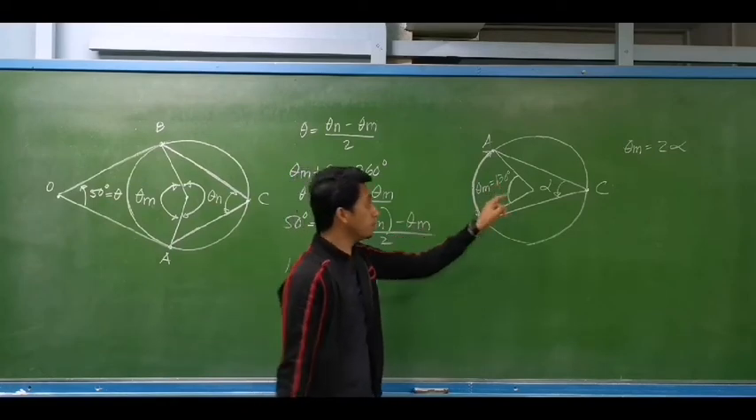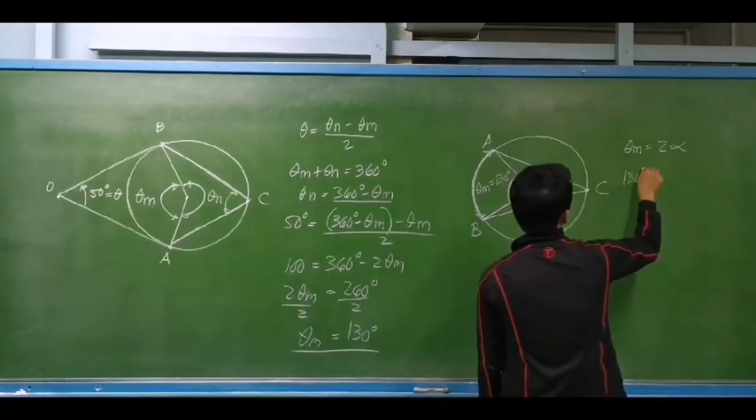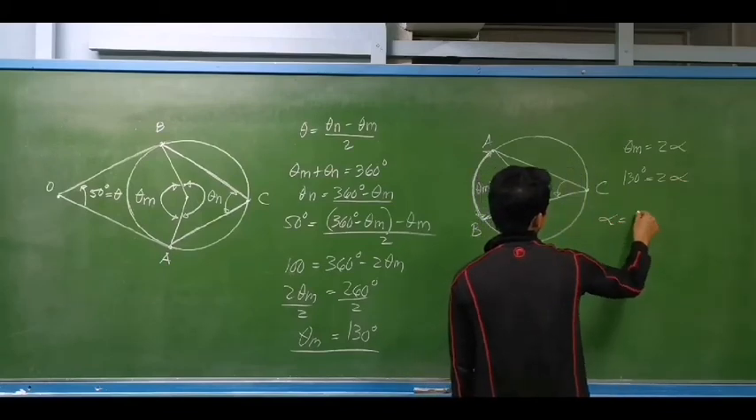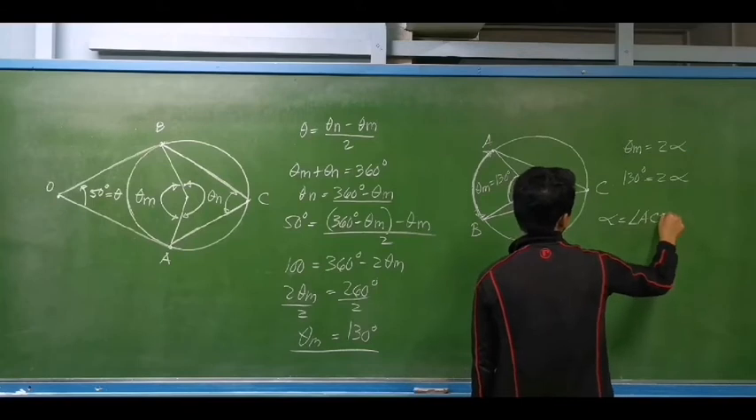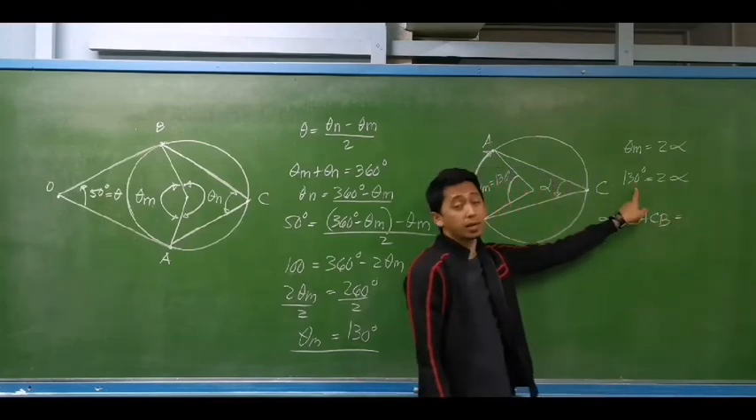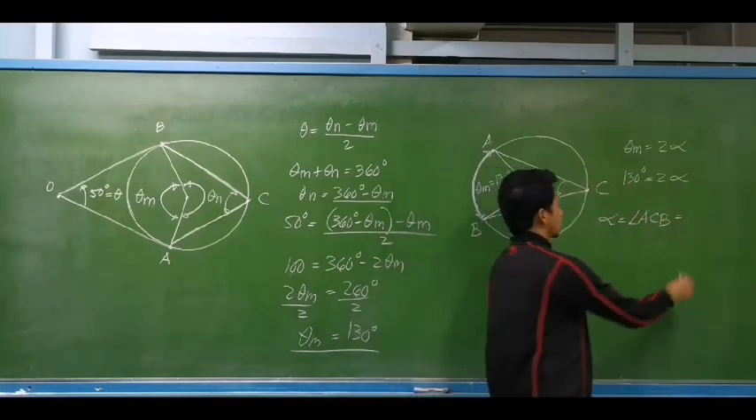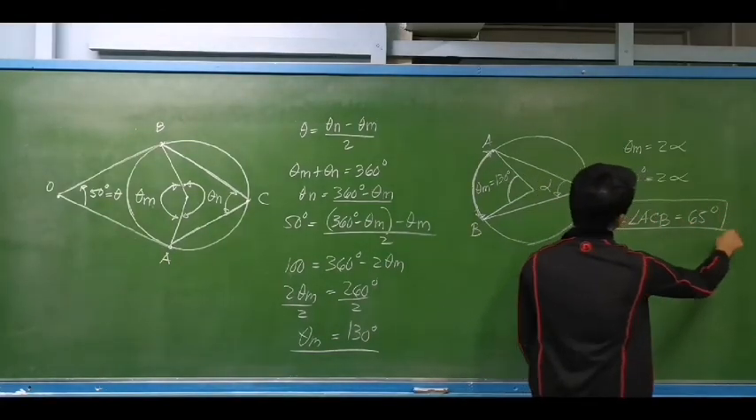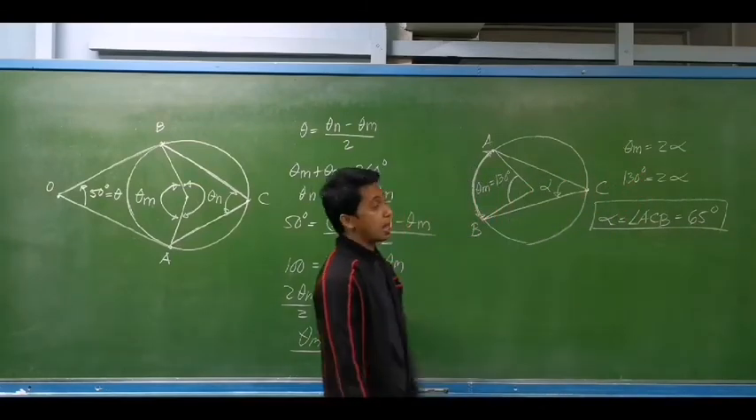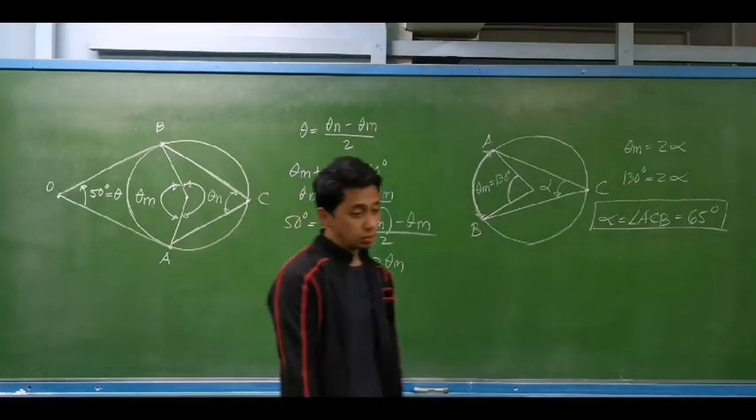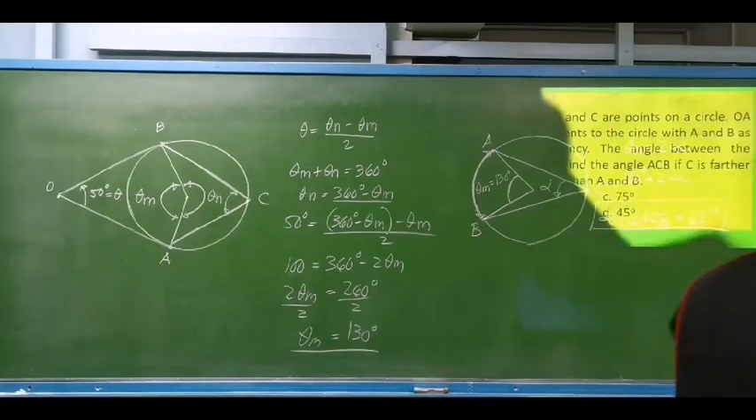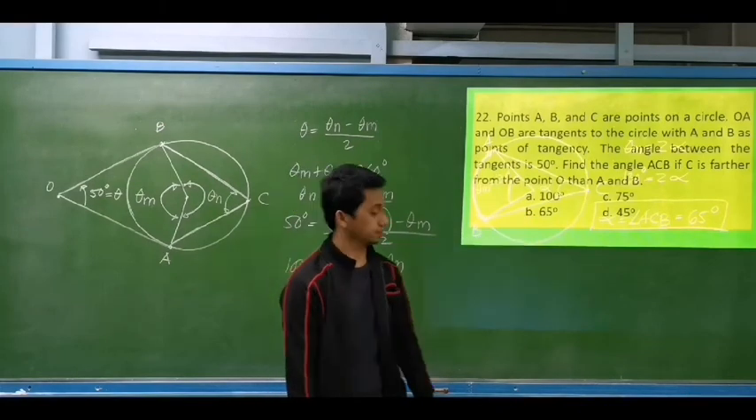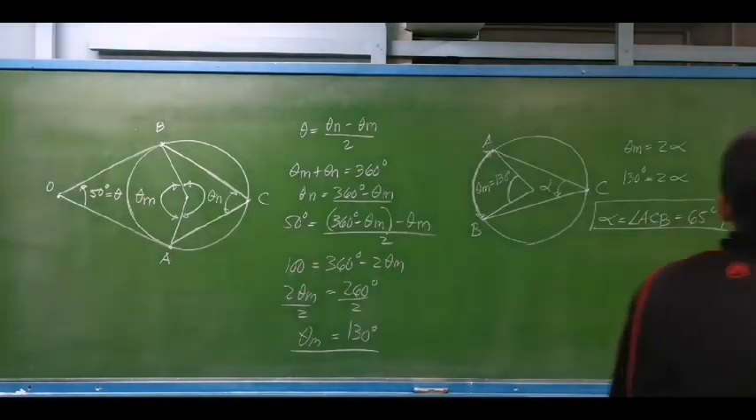So, meron tayong theta m that is equal to 130 degrees is equal to twice of alpha. So, yung alpha ngayon is the same lang kay angle ACB that is equal to 130 degrees divided by 2. So yung sagot natin dito is 65 degrees. Huwag mo kalimutan, we discussed this one, the peripheral angle theorem. I check natin sa choices. We have 65. And we have letter B, that is 65 degrees.